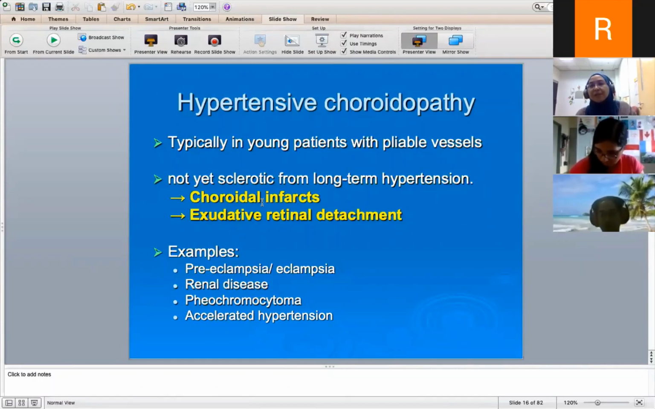Yeah. If you look at the blood supply of the retina, the retina has 10 layers. The superficial layer is supplied by the retinal artery. The photoreceptors downward are supplied by the choroidal circulation. So when you have damage to the RPE or choroid, you get the exudative retinal detachment.